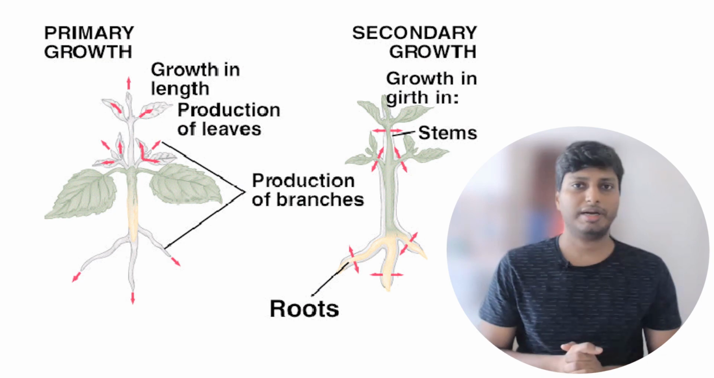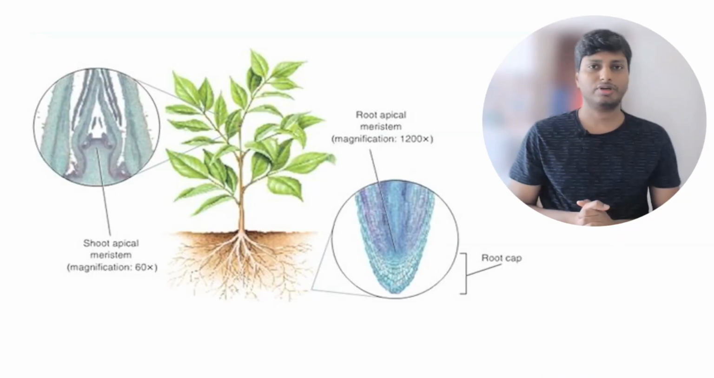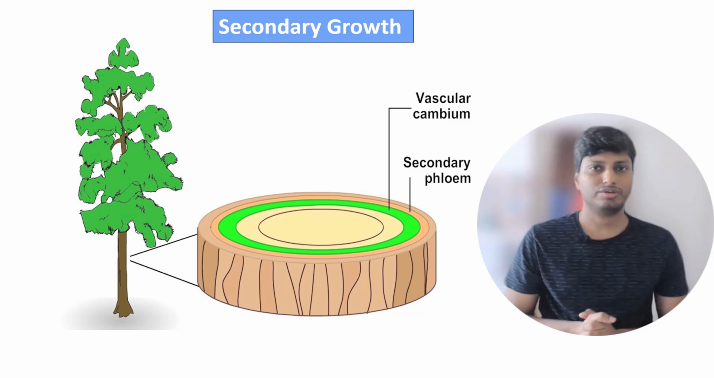So as you can see in this particular diagram, the primary growth of the plants is majorly because of the meristematic cells which are present in the tips of the plant. So there are meristematic cells which are present in the shoot tips which are called the shoot apical meristem, whereas there are meristematic cells which are also present in the root tips which are called the root apical meristem.